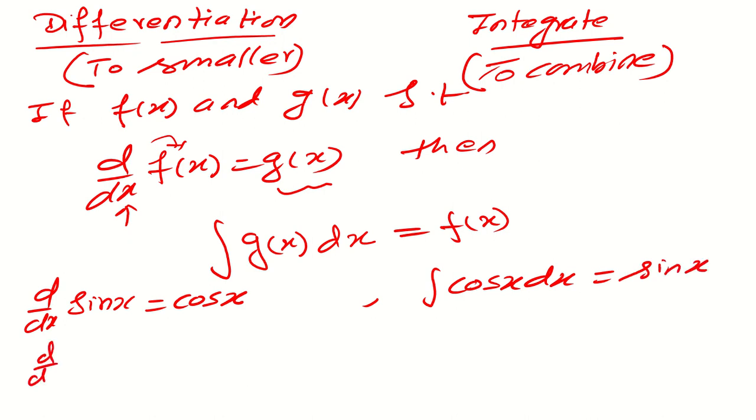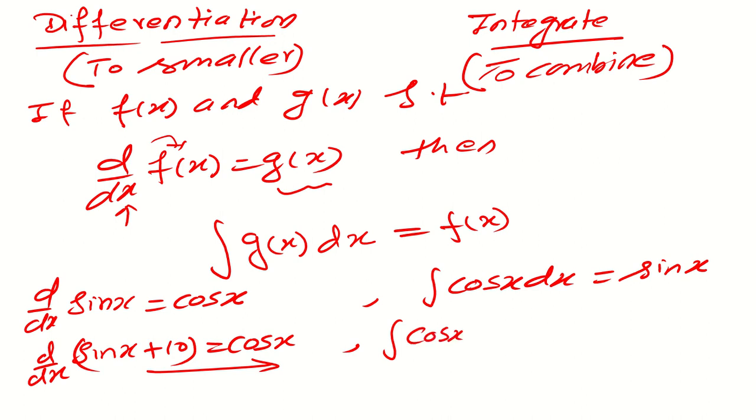Now if I ask what should be the derivative of sine x plus 10, what will you say? It will be cos x. Why? Because the derivative of 10 will be 0, because 10 is a constant number. So the derivative of sine x plus 10 will also be cos x. So from this statement, we can say that the integration of cos x with respect to x should be sine x plus 10, because integration is the antiderivative process. Antiderivative means opposite of derivative.